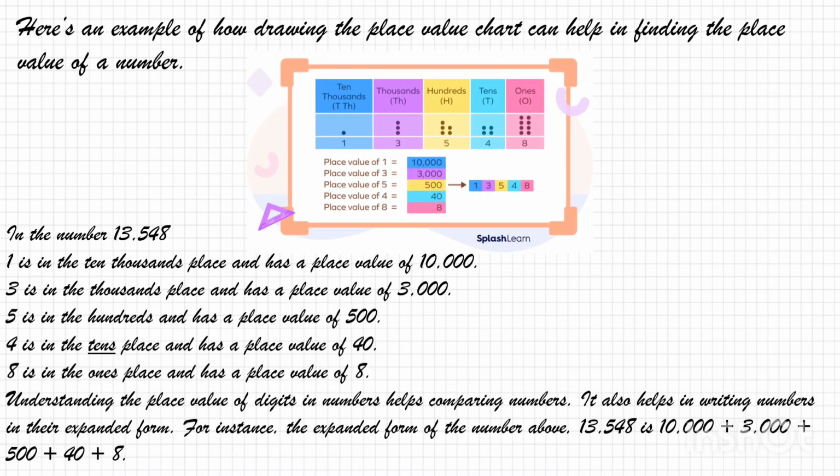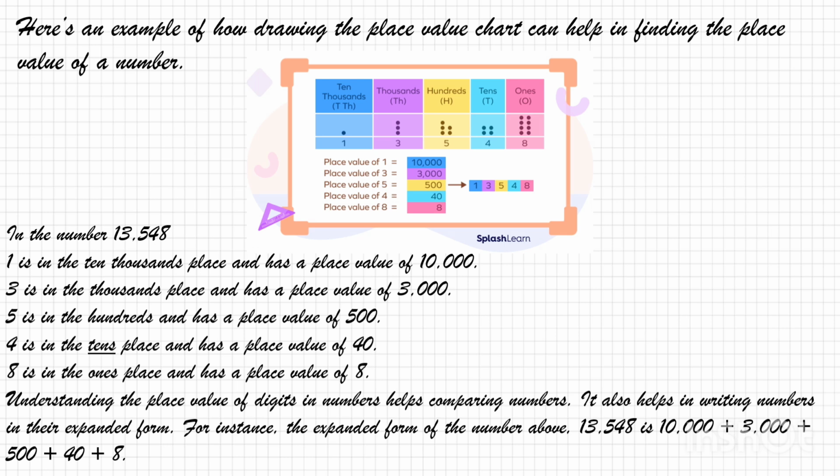Here's an example of how drawing the place value chart can help in finding the place value of a number. In the number 13,548, 1 is in the 10,000s place and has a place value of 10,000. 3 is in the thousands place and has a place value of 3,000. 5 is in the hundreds place and has a place value of 500. 4 is in the tens place and has a place value of 40. 8 is in the ones place and has a place value of 8.